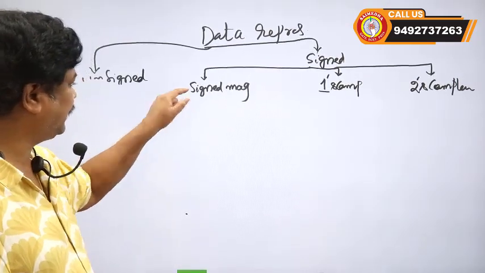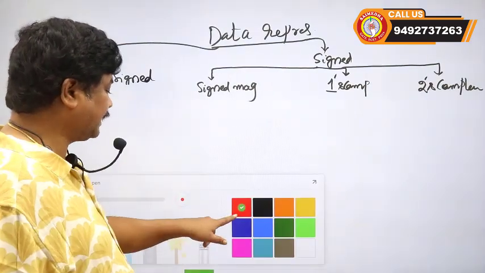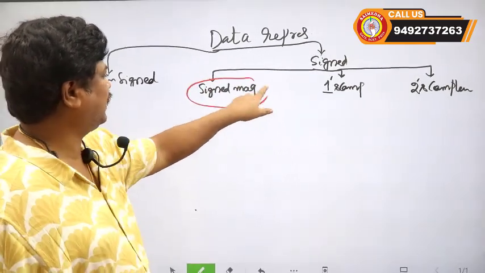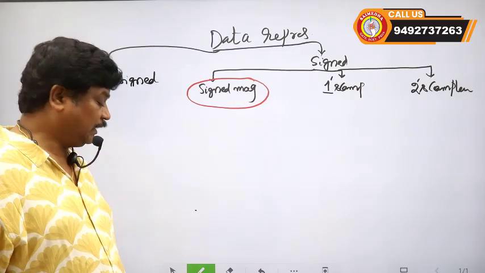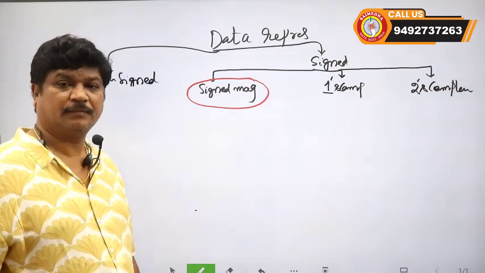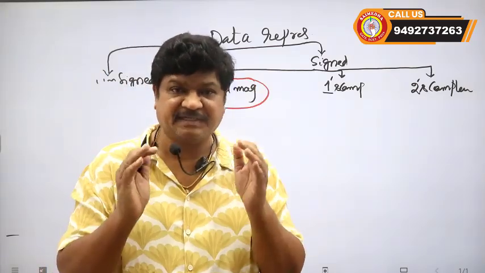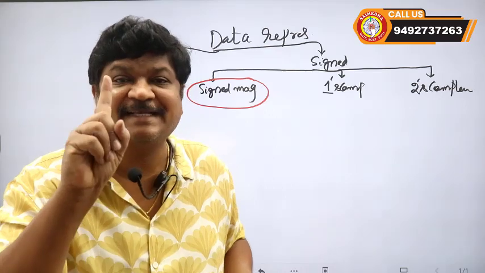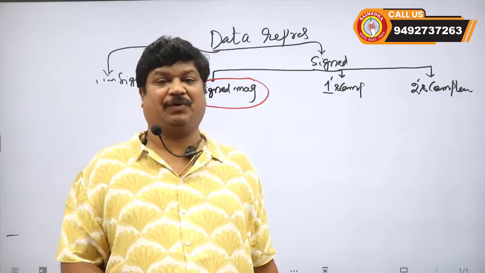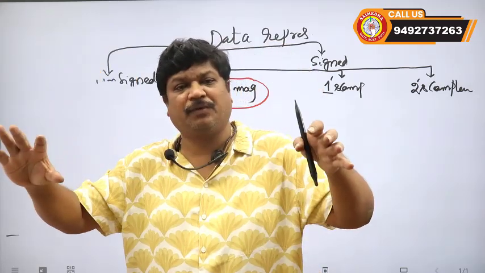So now coming to the signed magnitude representation. In this representation, what is the procedure? Here, out of n bits, one bit is used for sign. Remaining all the bits are used for magnitude. In the previous example, all the bits are used only for magnitude, no sign bit.